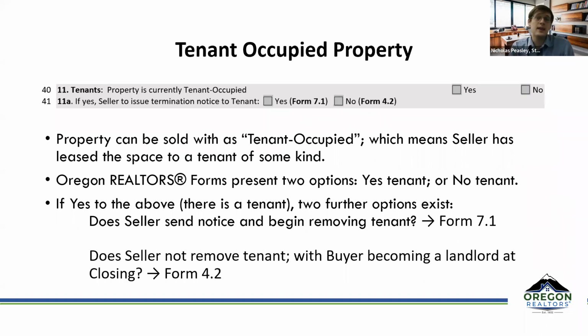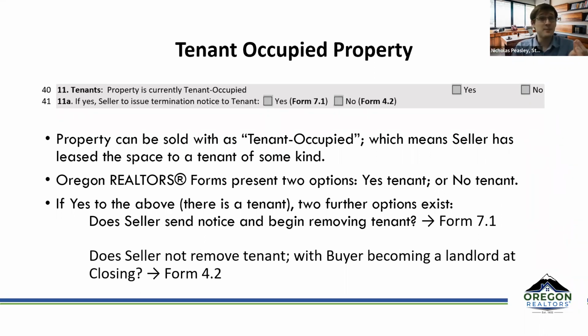If you answer yes to that question, yes, there's a tenant, then you have two options as well. Is the seller supposed to terminate that tenant as a part of this agreement, or is the seller not supposed to terminate the tenant as part of this agreement? If the seller is terminating the tenant, that means they're sending a notice that says, tenant, you have to be out by the end of the 90th day or the 30th day or whatever it ends up being. For that, you would use form 7.1, and we'll go into that. That's a tenant vacancy addendum.